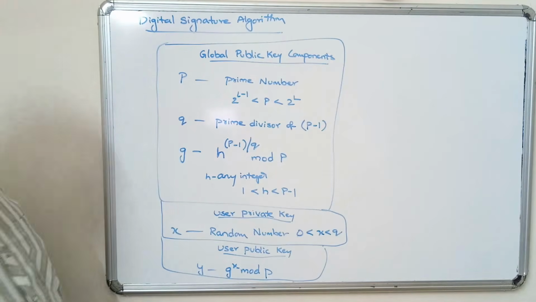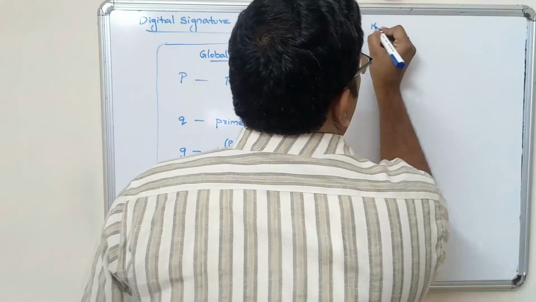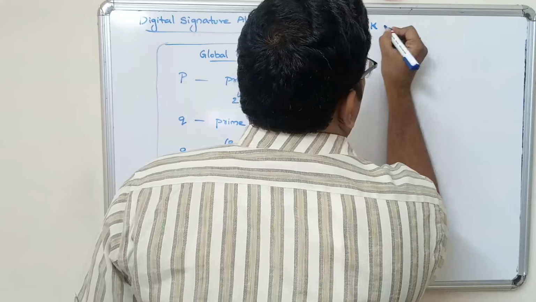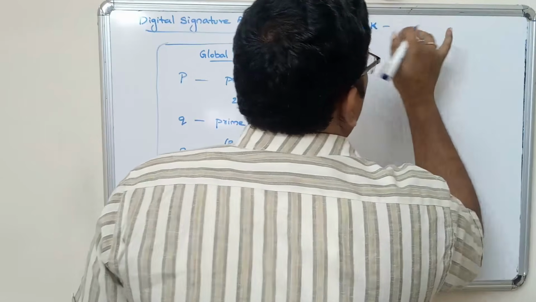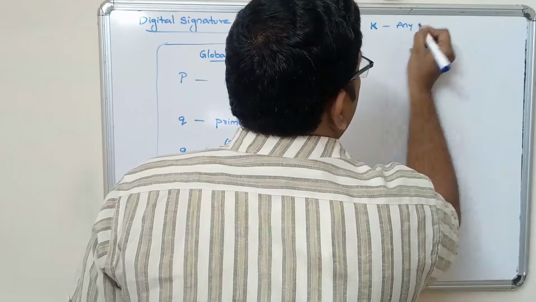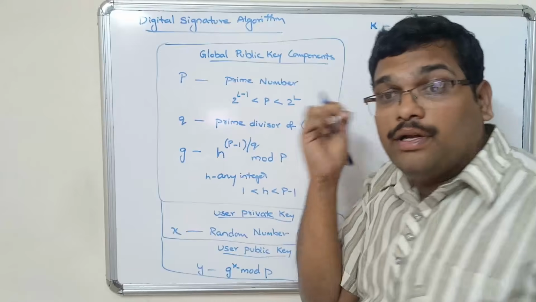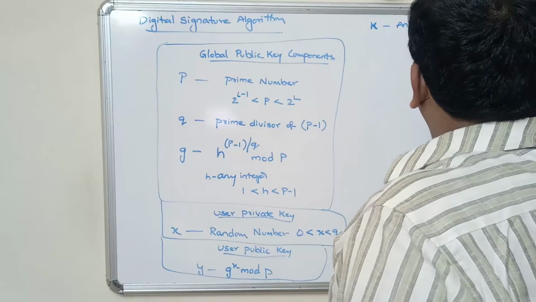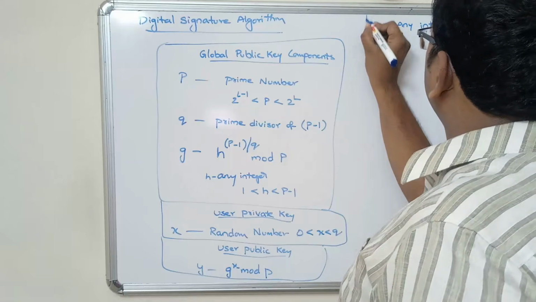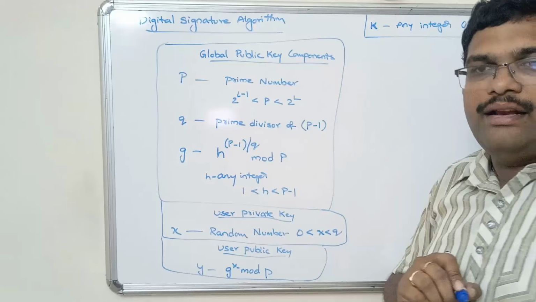Right? Now after that we have to select K. K is also any integer which lies in between 0 and Q. It is a secret number.